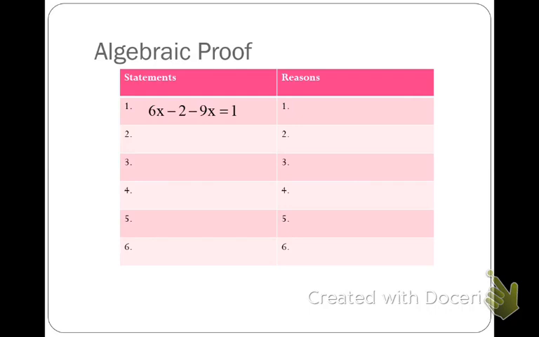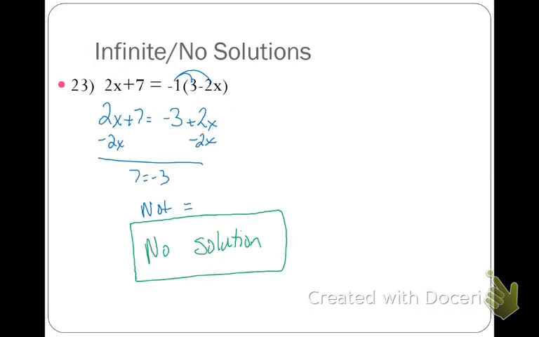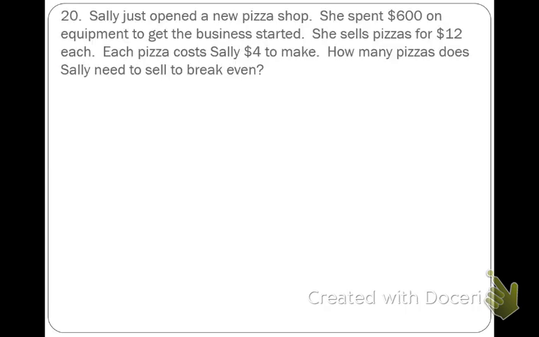Algebraic proof. Now what I want to do is I want to back up and show you the story problem that we didn't get to. Okay? So let's work this guy out. Sally just opened a new pizza shop. She spent $600 on equipment to get the business started. She sells pizzas for $12 each. And each pizza costs Sally $4 to make. How many pizzas does Sally need to sell to break even?